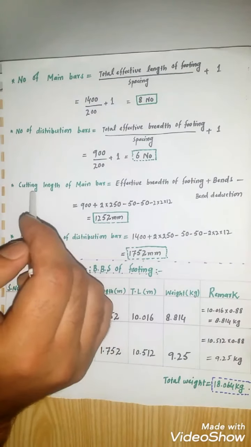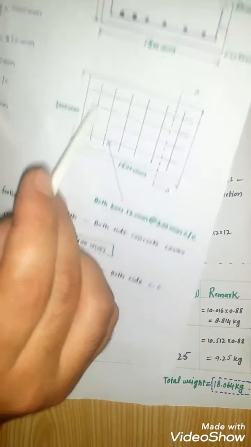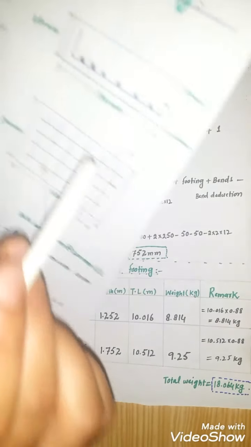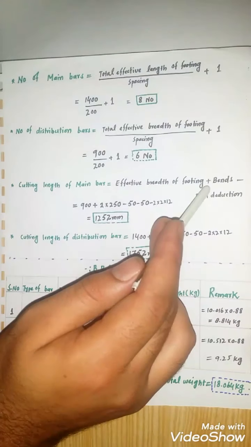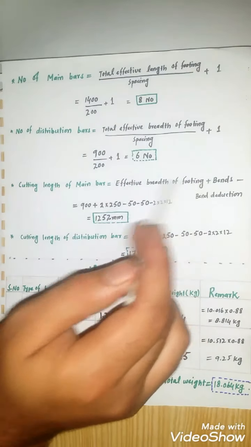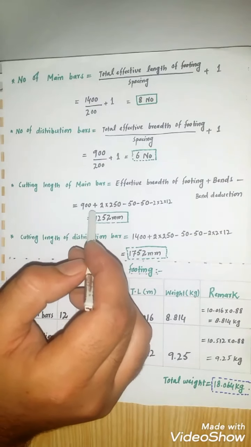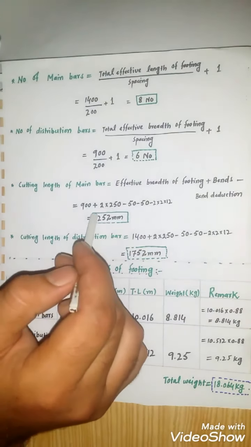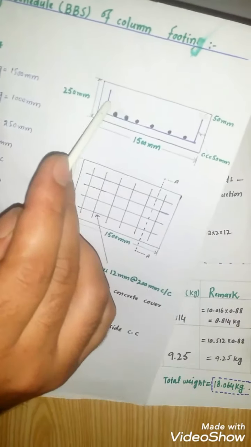After that we find the cutting length of main bar. This is the main bar. Now find the cutting length for this main bar. In cross section, these are the main bars. Effective breadth of footing plus bends minus bend deduction. This formula is used for finding the cutting length of main bar. 900, this is the effective breadth of footing, plus 2 multiplied by 250. This is for this bend 1 and 2.